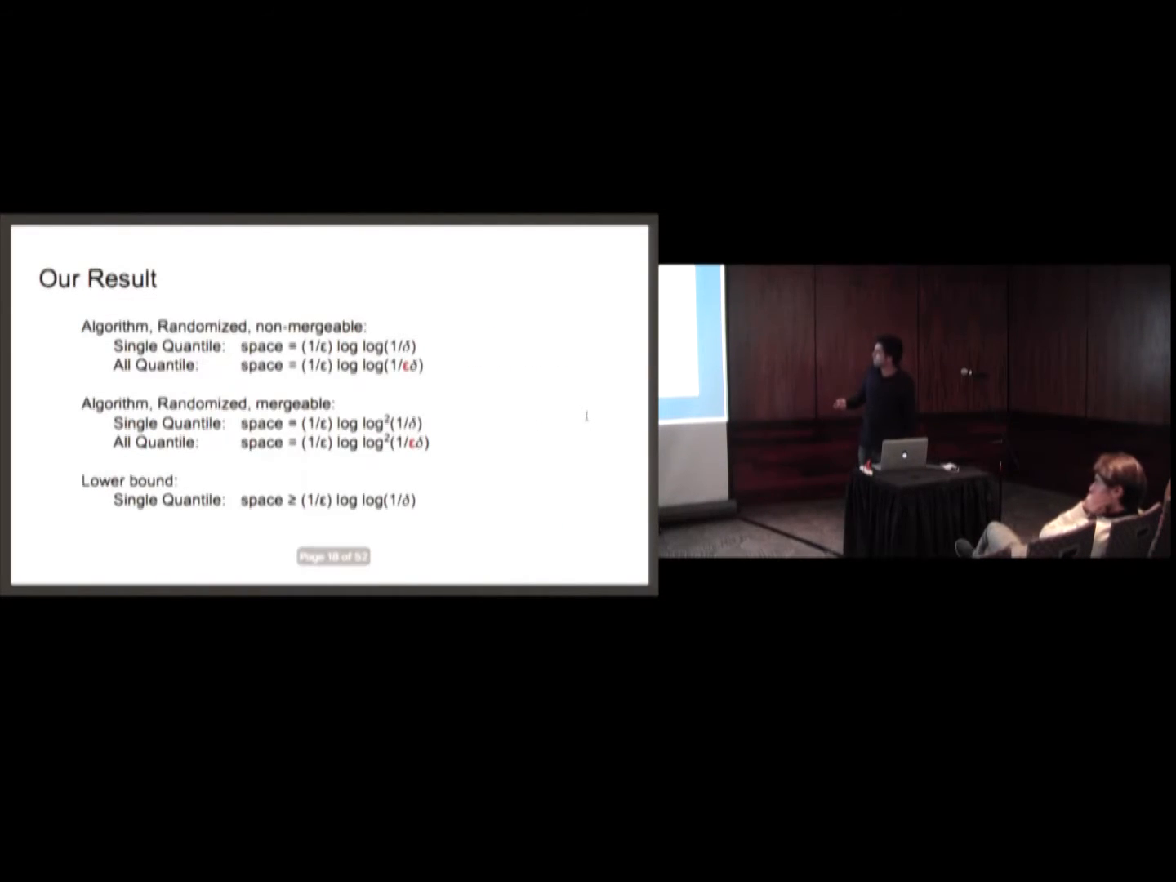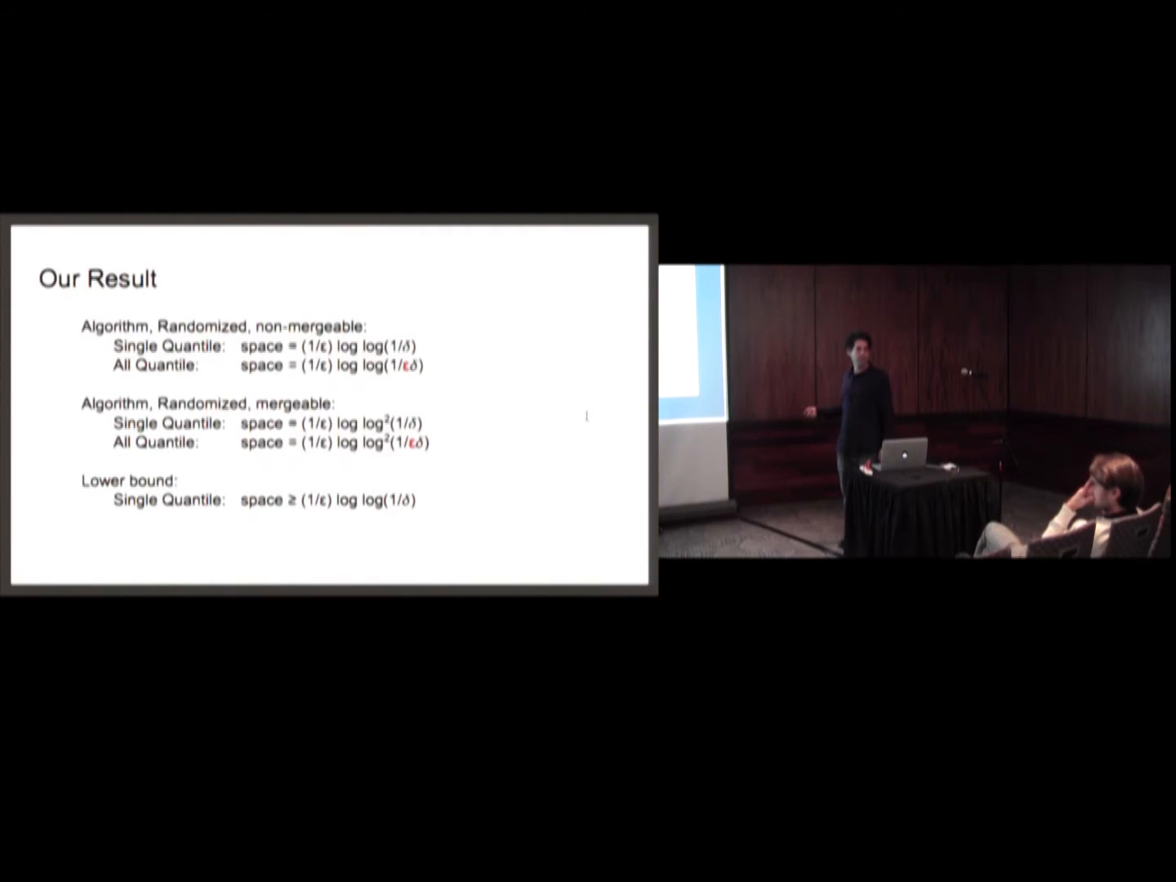So as it turns out, for randomized algorithms, this was somewhat surprising. At least you can do better. The 1 over epsilon is required, but the probability of failure can actually be doubly logarithmic. The complexity is doubly logarithmic. So this is what we achieve.